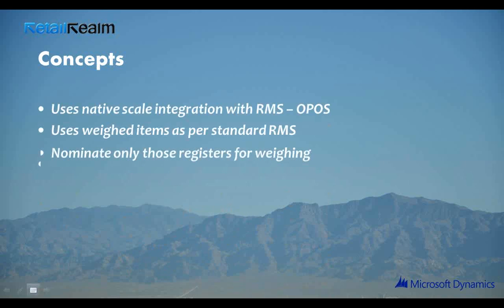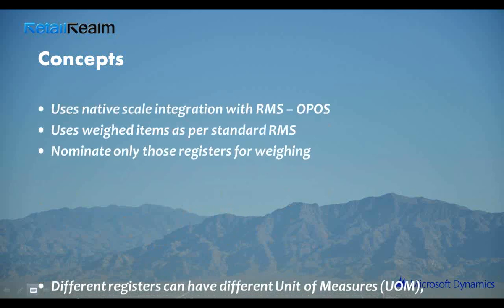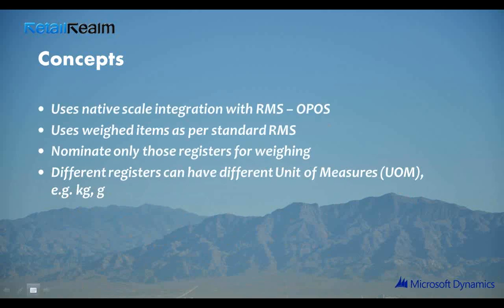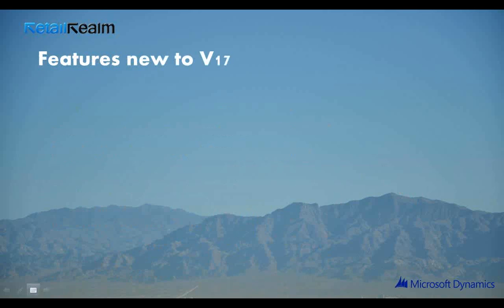We make use of the standard item type called weighed within RMS. And with our add-on, we can nominate only the certain registers that you want to do weighing on. So if you have POSs that aren't for weighing, that don't have a scale connected, then the system can block the sale of those items. Different registers can have different units of measure. So for instance, you may have a scale measuring one type of product in kilos or pounds, and then a different type of product, maybe in ounces, maybe a finer product. We support Imperial for North America, and obviously metric for Australia and EMEA regions.